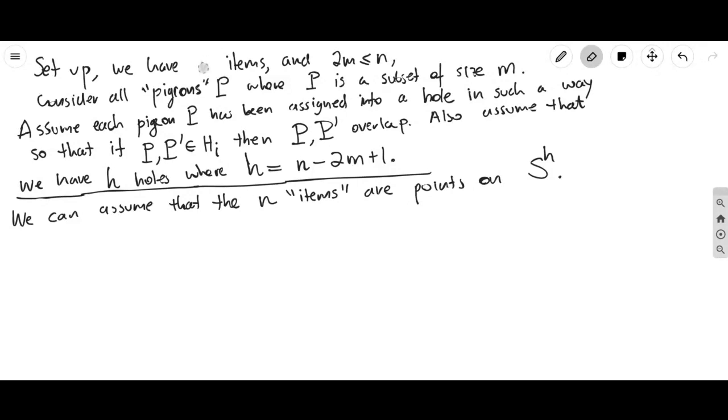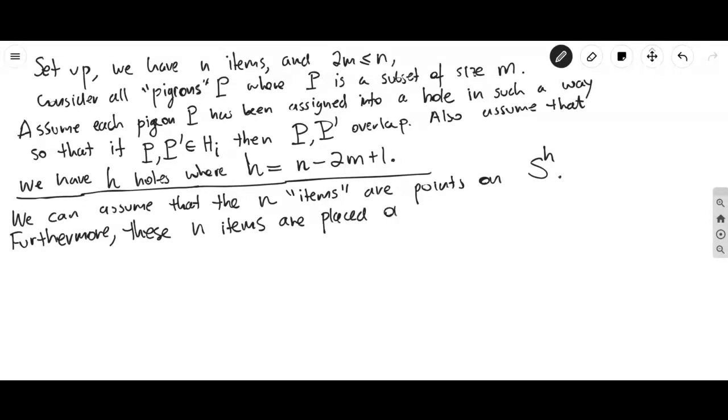So in all of the examples that we have considered, when we wrote out our items, it was convenient to label our items 1, 2, 3 up to the number n. But it does not really matter what those items are. So let's just assume, it's going to be convenient to assume, that those items are just n items that have been placed somehow on the sphere. And furthermore, these n items are placed on this h-dimensional sphere in what is known as general position.